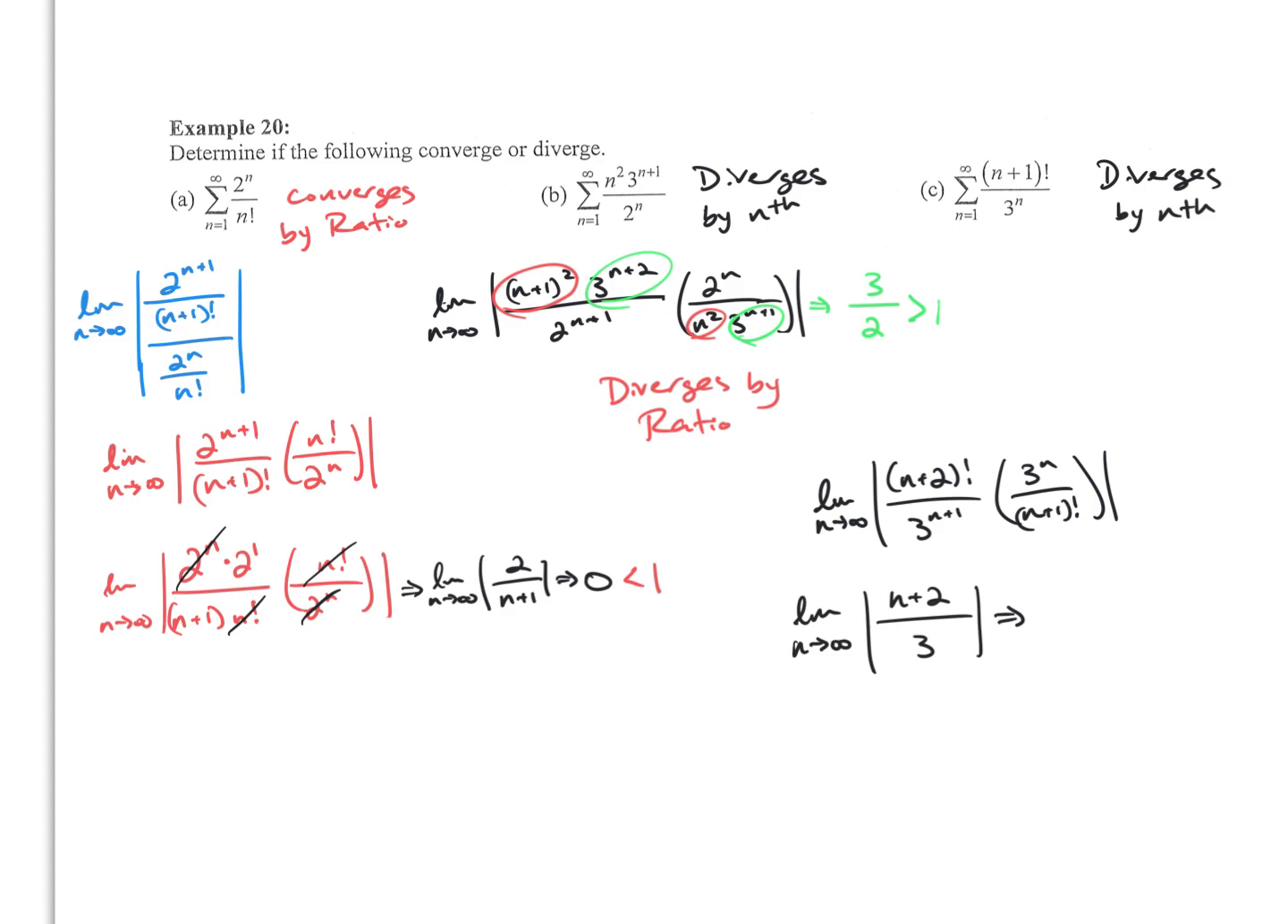If I substitute an infinity here, my top is going to win. And I get what? Infinity. Is infinity greater than 1? Most of the time. All right? And so infinity is definitely greater than 1. So what do we know? It diverges, why? By ratio. All right? But if you truly understand speeds well enough, that diverges by nth. All right? Pretty good? All right.